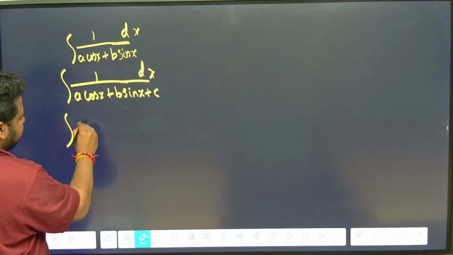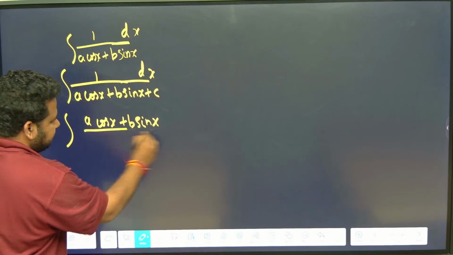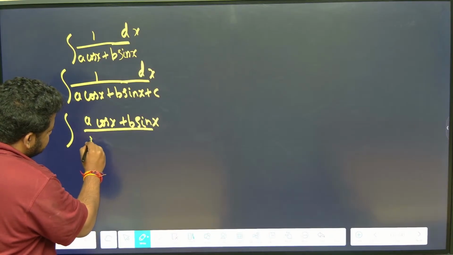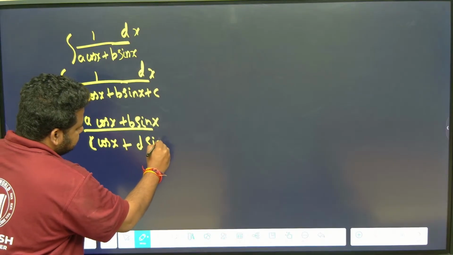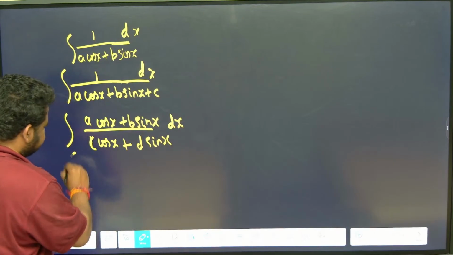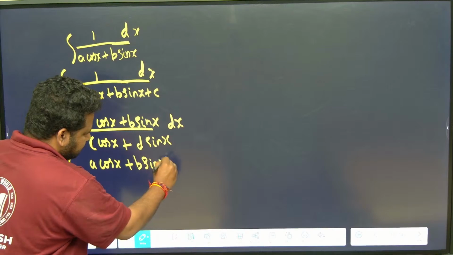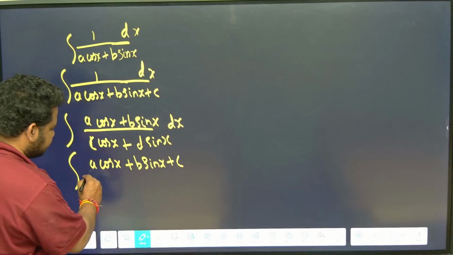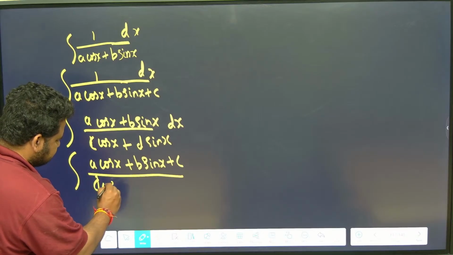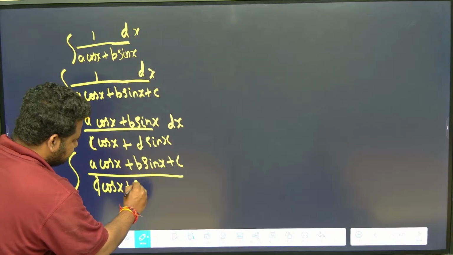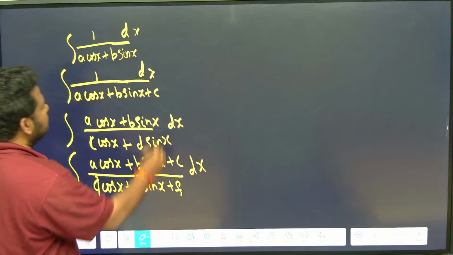Another type is a cos x plus b sin x divided by c cos x plus d sin x, dx. Another type that we discussed is a cos x plus b sin x plus c. Here a constant will come. In the denominator also you will get a constant: d cos x plus e sin x plus f, dx. So these two are of similar type.